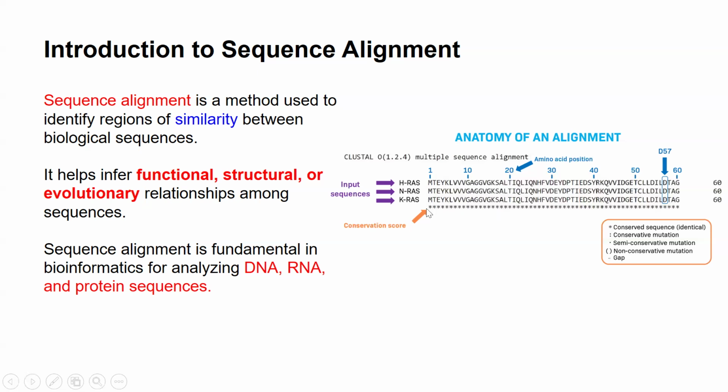As we can see, wherever you have these stars, it means what we call the conservation score. So whenever you do a sequence alignment and you see these stars, it tells you that they are conserved sequences, meaning that they are identical. If you start from the beginning to the end, you can see that all the sequences have stars.